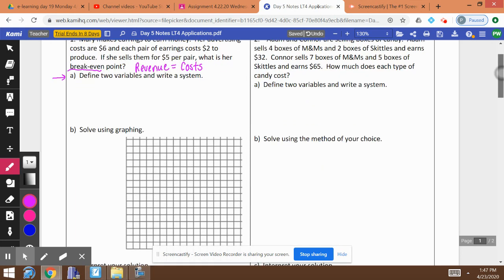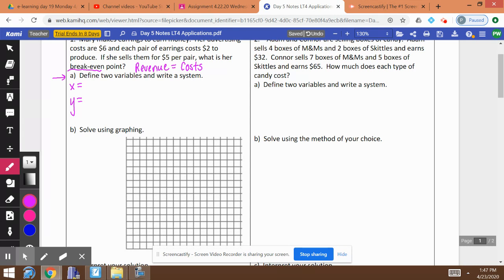However, in this scenario, because this is the only one I'm actually asking you to solve by graphing, I'm going to use my X and Y variables. Otherwise, you'll see that I start picking some different letters for the variables. But since we're graphing, I'm going to do X and Y for this.